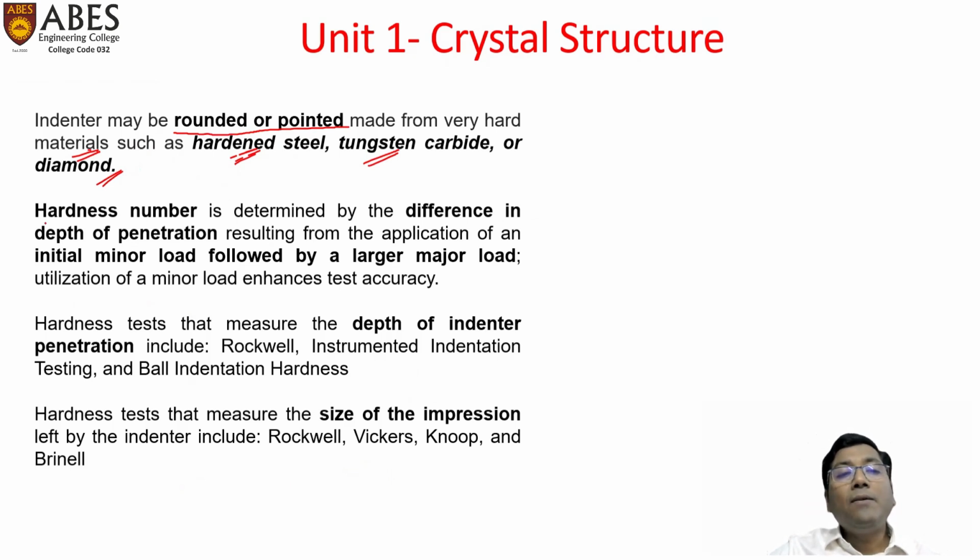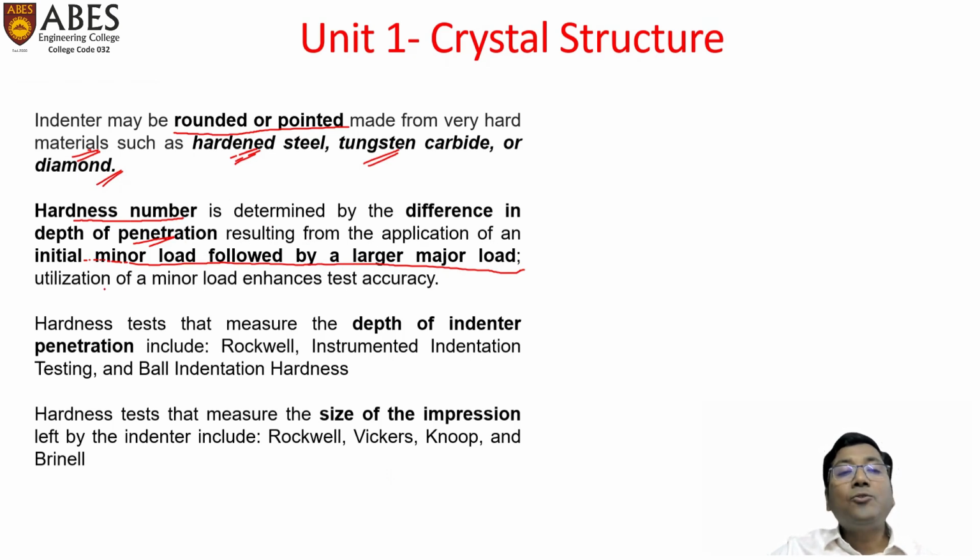The hardness number we obtain from various testing methods is determined by the difference in depth of penetration resulting from the application of an initial minor load followed by a larger major load. Two types of load are applied one after the other: the material is penetrated first by the initial minor load and then followed by a larger major load.